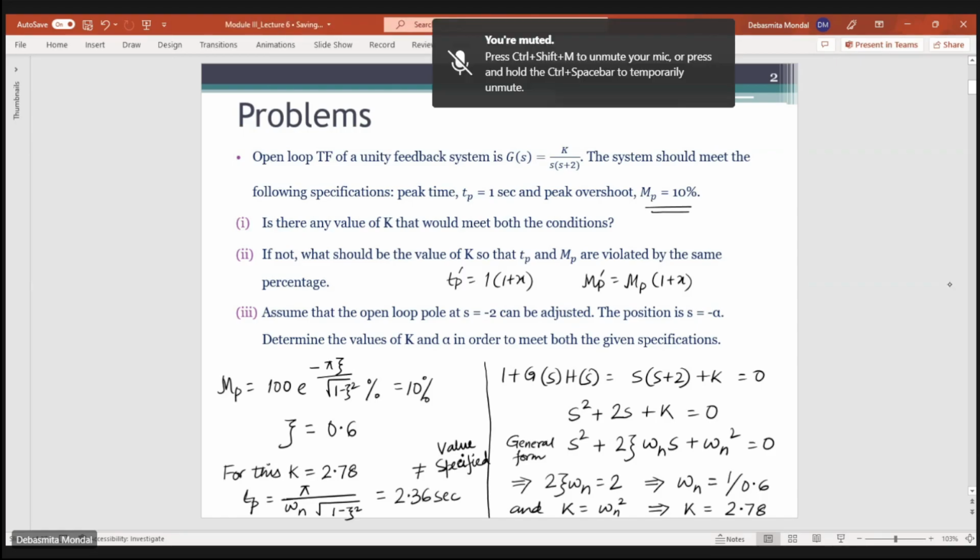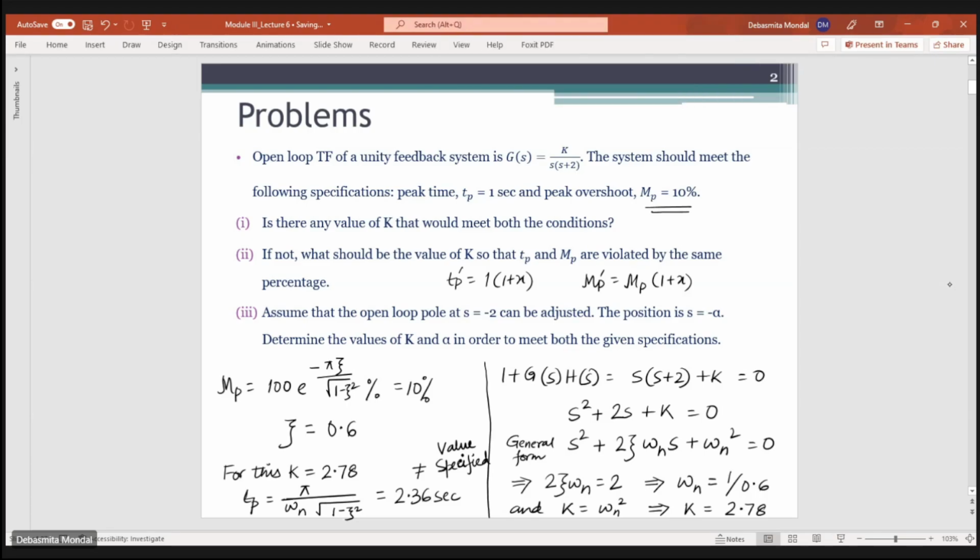Now if you compare these two equations, you see that 2 zeta omega n will be equal to 2. So from here, since you already know the value of zeta, you can find the value of omega n. And by comparing these two terms, you see that omega n square is equal to k. Since you know the value of omega n, you can find the value of k. So you can find out that for k equal to 2.78, the condition that the peak overshoot will be equal to 10% is satisfied.